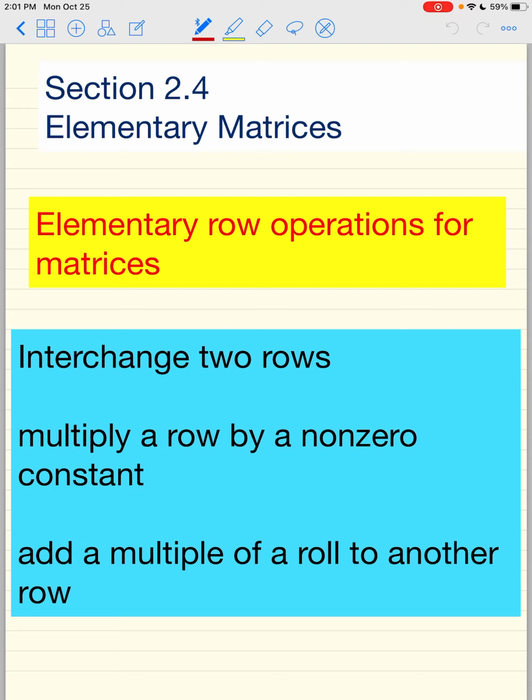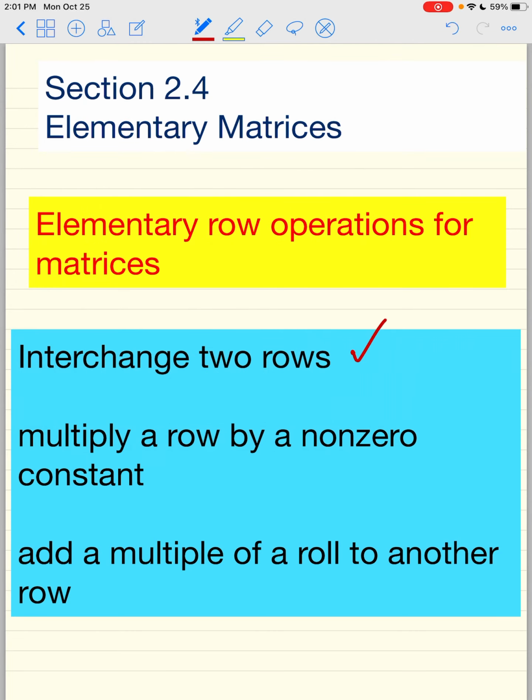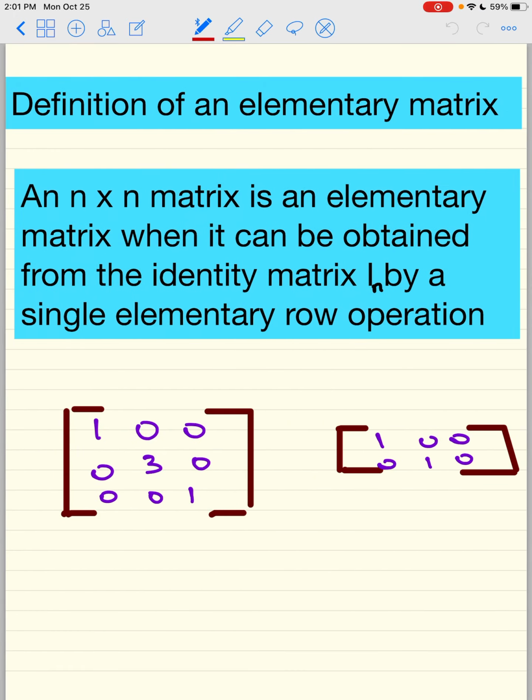from chapter 1, we can interchange two rows. We can multiply a row by a non-zero constant, and we can also add a multiple of a row to another row. Okay.